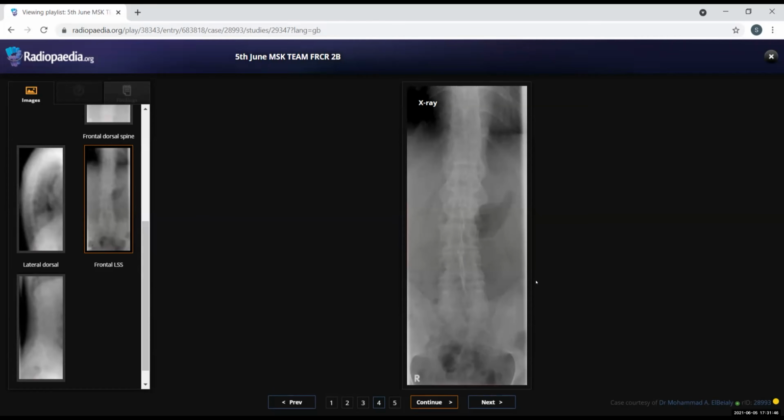Can you tell me the associations of ankylosing spondylitis, like it's a multi-system disease? So anything else you would like to think of? The patient could be having some gallstone disease. He could be having ulcerative colitis, inflammatory bowel disease, or Crohn's disease.